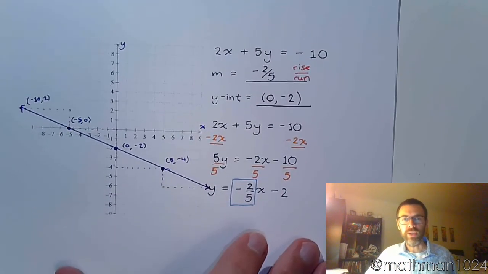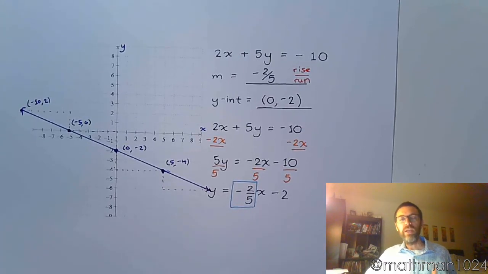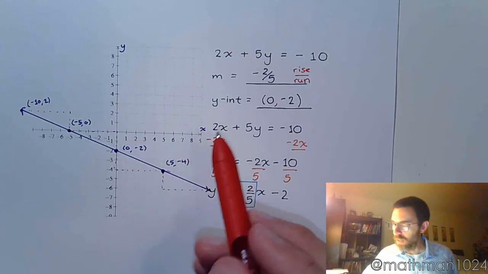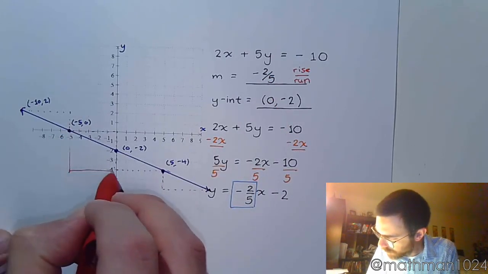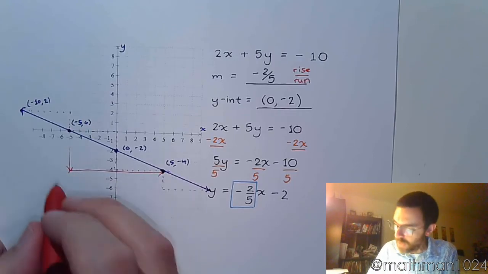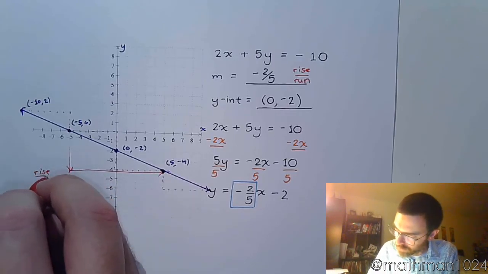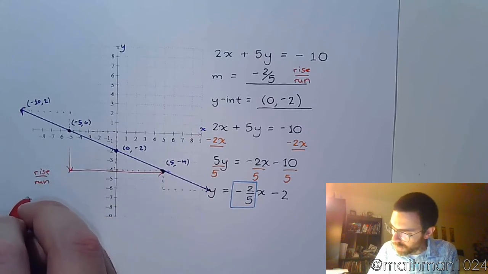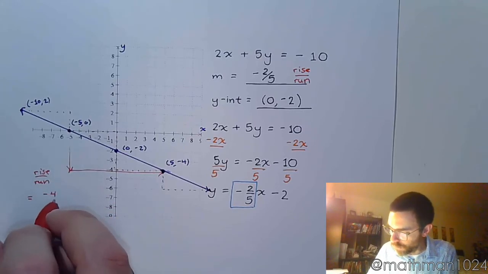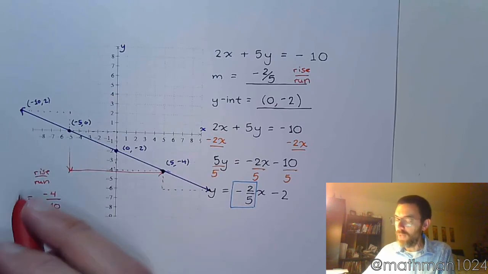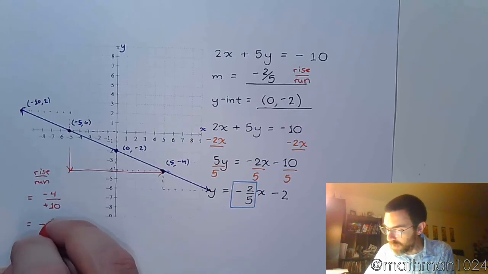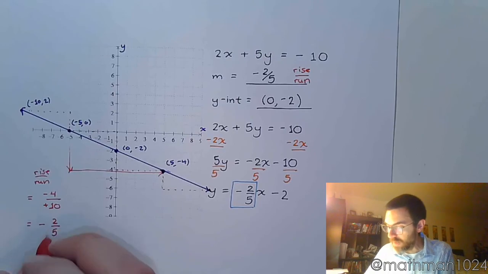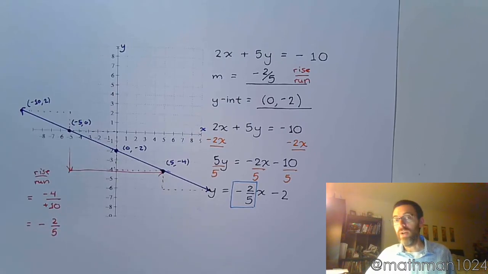Similarly, for this second example, between any 2 points I pick, the slope must reduce to -2/5. So if I go from here to here, if I look at my rise over run, my rise over run is going down 4 and to the right 10 units. Well, negative divided by positive is a negative, and you can reduce 4 and 10 by a factor of 2, and you're still going to come up with a -2/5.